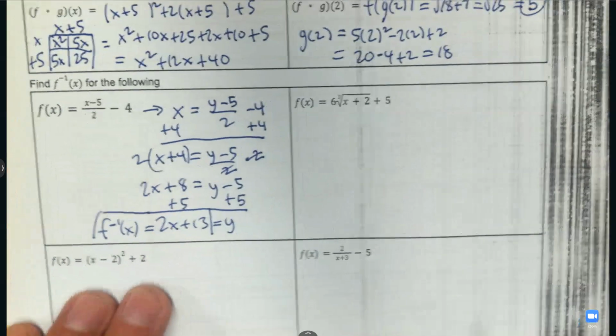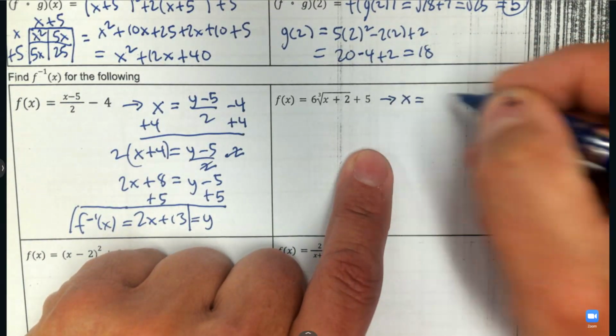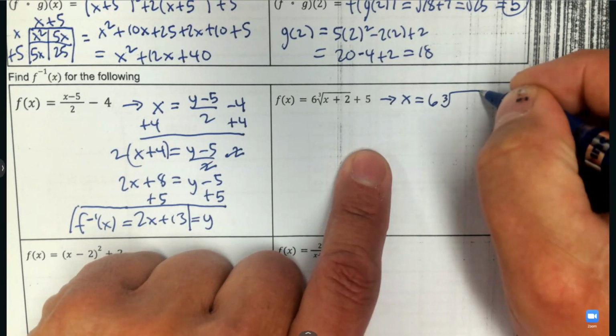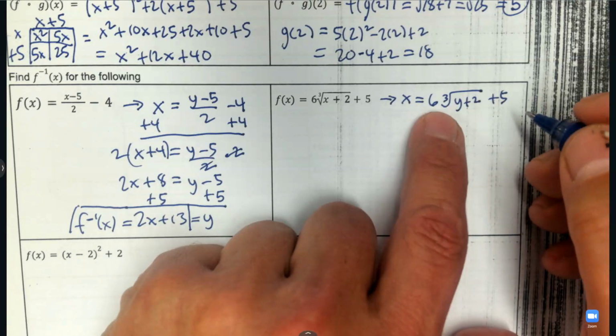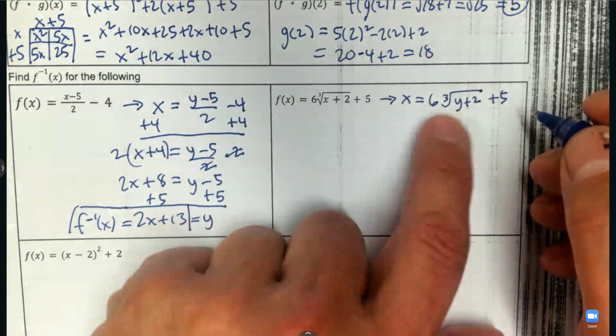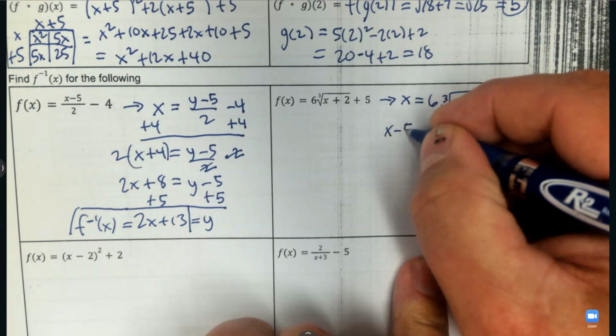All right, let's try again. Can you find the inverse? So we're going to start with x equals 6 times the cube root of y plus 2 plus 5. And then we're going to get y by itself. So to solve for y, the inverse of adding 5, we're going to subtract 5.